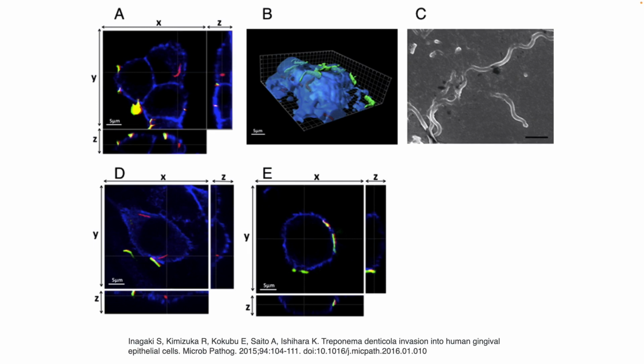This is a case of Treponema denticola. The red indicates that the treponema have entered into the epithelium, and you can see that the study shows that it only takes 30 minutes for these wild type T. denticola to enter through the epithelium, so it can happen very quickly.